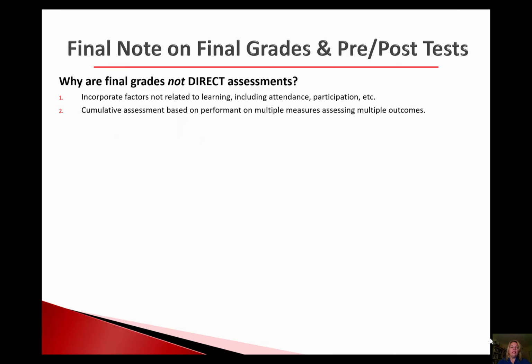They're also a cumulative assessment based on performance on multiple measures assessing multiple outcomes. So someone could be excellent at all of their essay responses. They are earning attendance points. They may be very good at the performance, but each time they took a quiz, they earned a C plus, B minus, and yet everything else was an A. In the end, they earned an A minus. The A minus communicates that they're an A minus in everything.